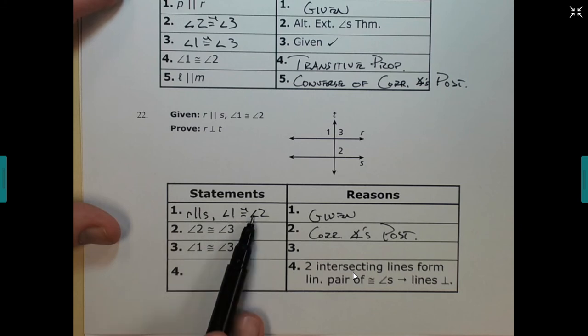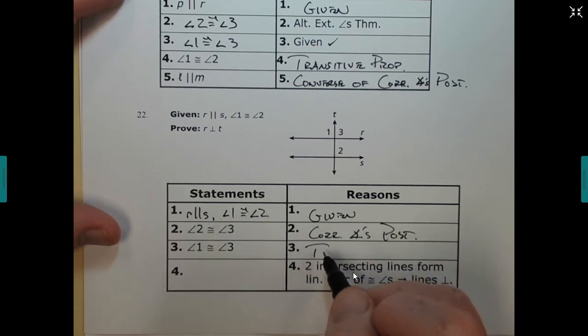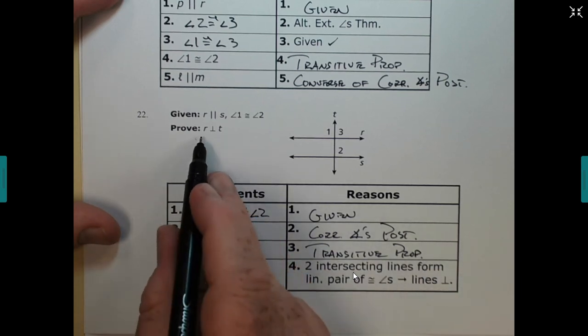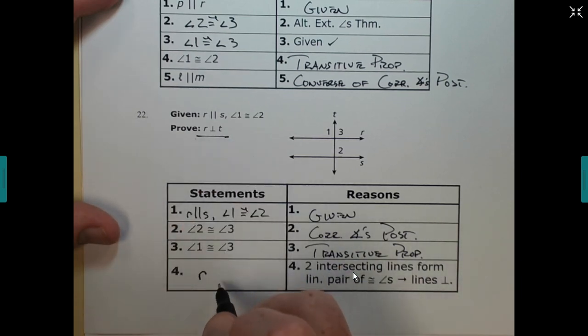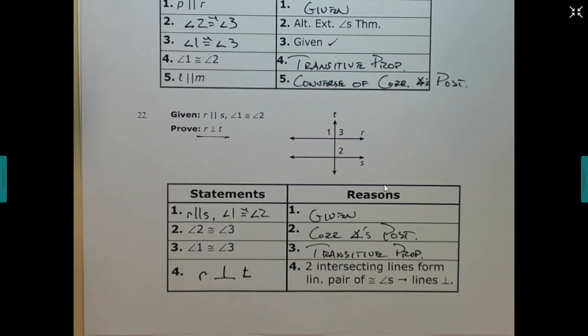If 1's the same as 2, 2's the same as 3, then 1's the same as 3. That's the transitive property again. And we know what our last statement's got to be. It better be what we're trying to prove. Line R better be perpendicular to T. You might see some of these proofs on the test. Yeah, I would study these pretty closely.